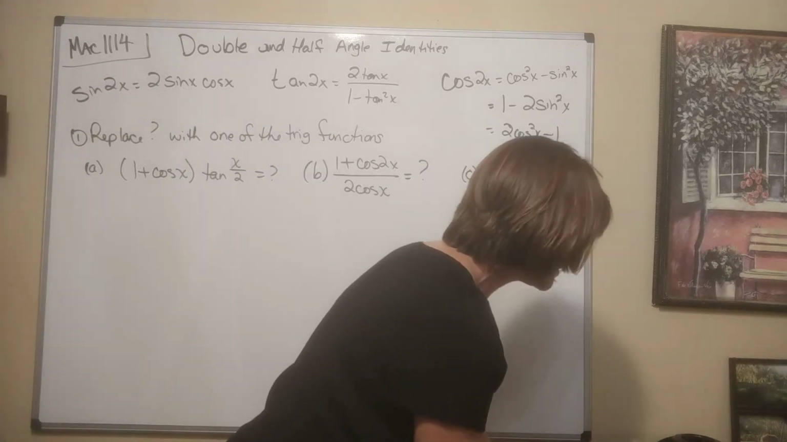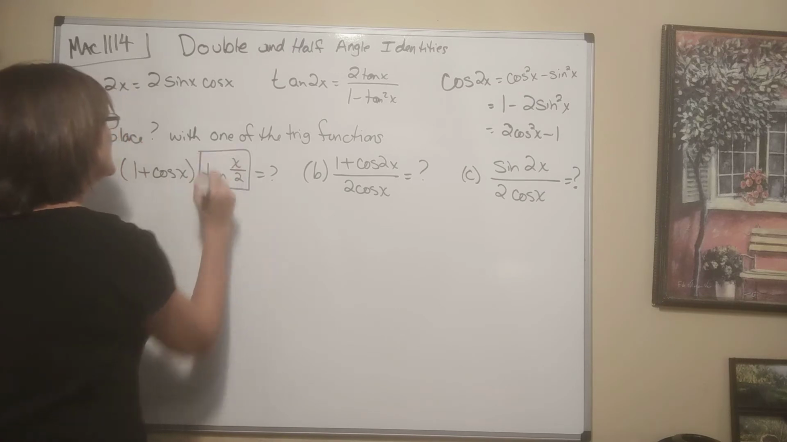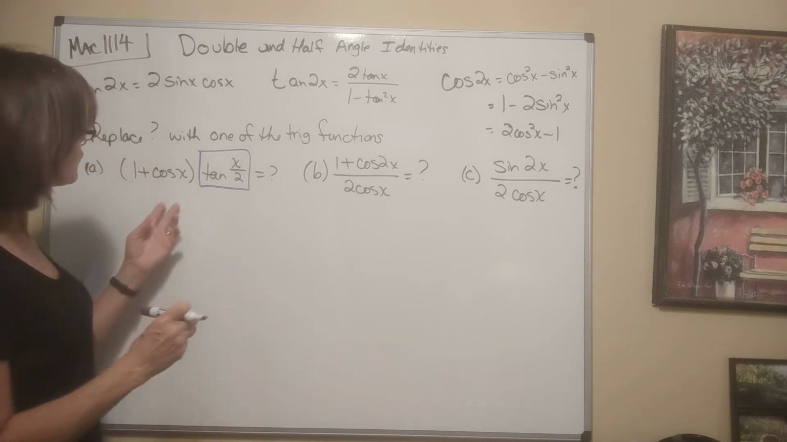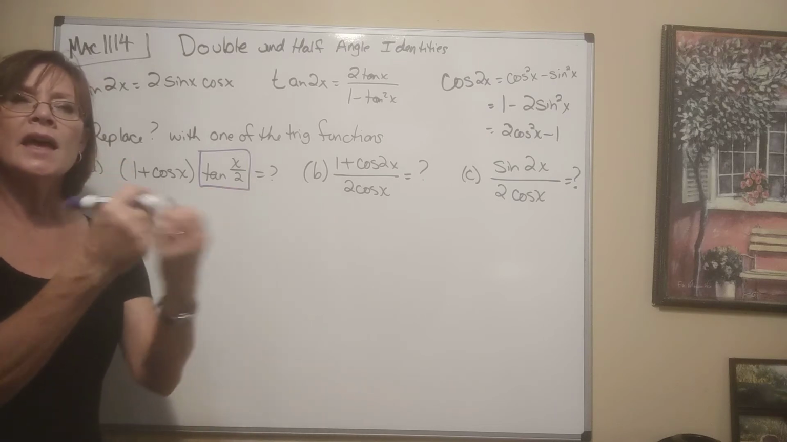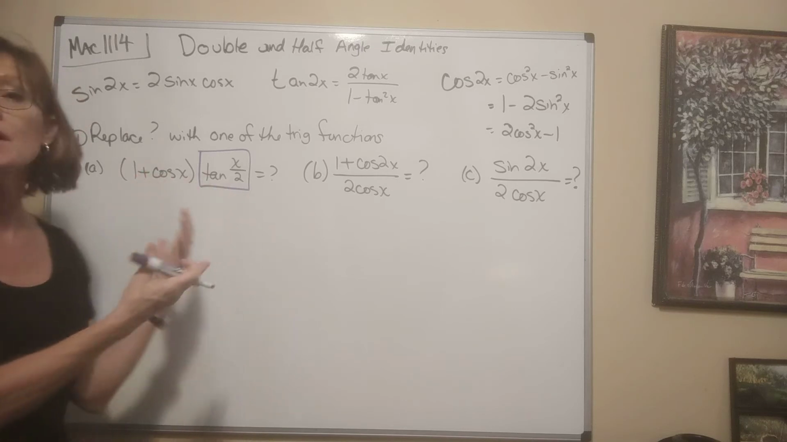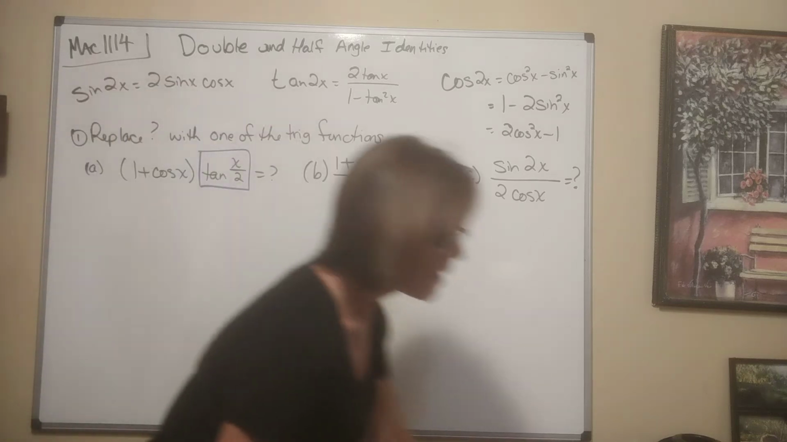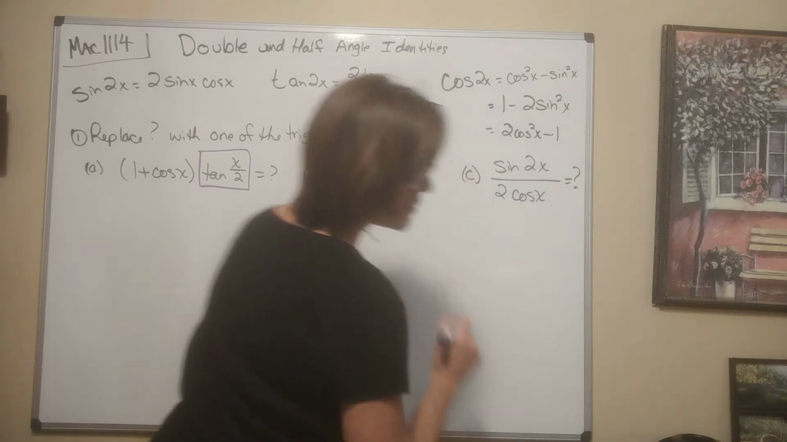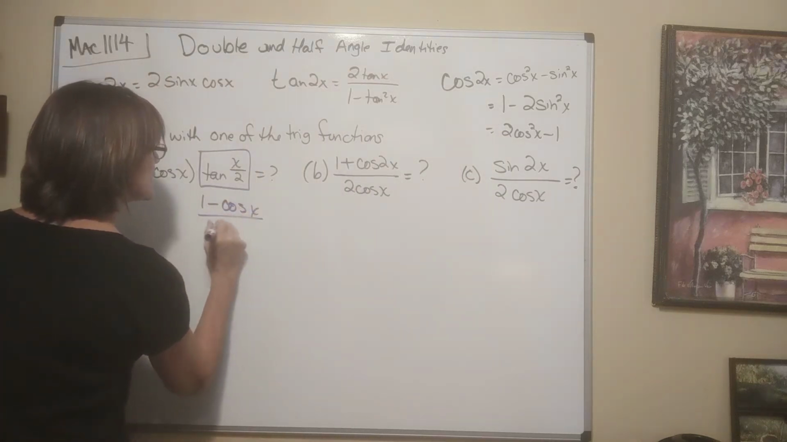And the reason that looks interesting and like it might be helpful to me is because 1 minus the cosine of x is the conjugate of 1 plus cosine of x. And when you multiply a number times its conjugate, the middle terms subtract, and it might turn into something else that I can use. So I choose to replace this one with 1 minus cosine of x over the sine of x.